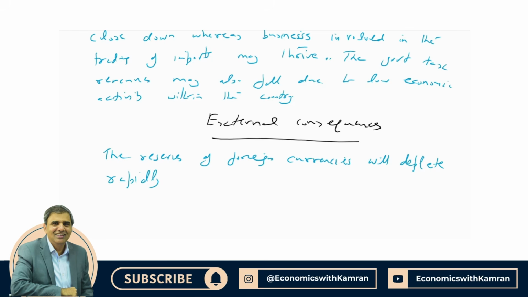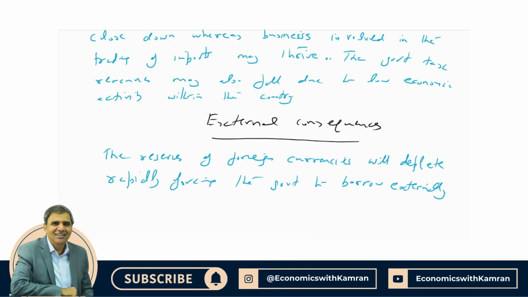The reserves of foreign currencies will deplete rapidly, forcing the government to borrow. And it's not just the borrowing, it is borrowing done externally. We cannot print US dollars. We can print rupees. If we have a deficit in our budget, we may overcome it by printing more notes. But when we have a deficit on current account, we need more dollars, and we need to borrow them then. If we don't have our own dollars, we need to borrow them.